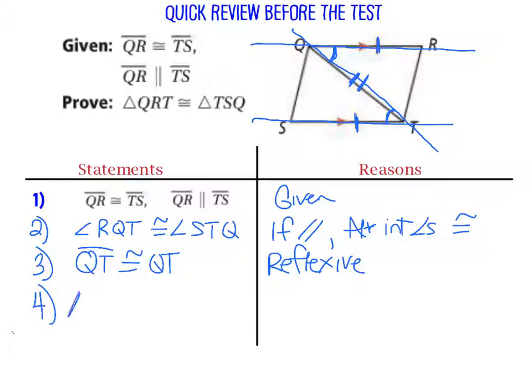So I'm going to come back, I'm going to write my triangles. I'm going to copy this from the proof so that I get the order of those letters correct, congruent to triangle TSQ, and that's by side, angle, side. Alright, so that right there is a classic kind of proof that I might put on the tests.